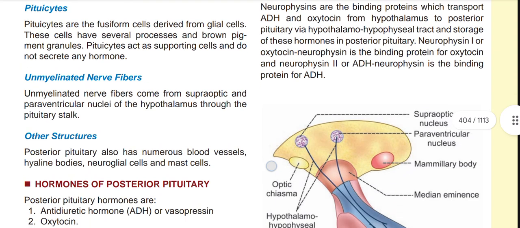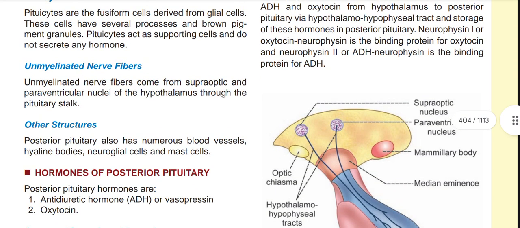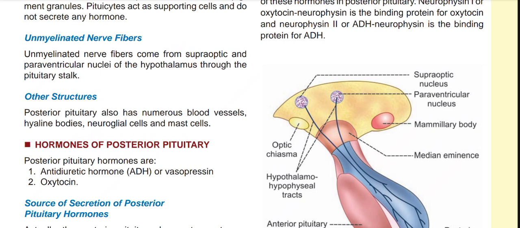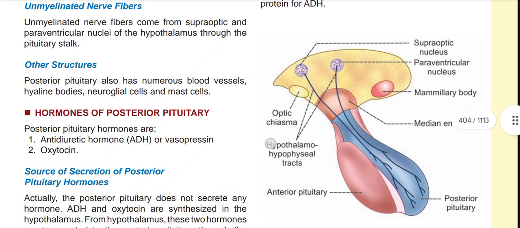Now, unmyelinated nerve fibers. Unmyelinated nerve fibers come from the supraoptic and paraventricular nuclei of the hypothalamus through the pituitary stalk. Other structures: the posterior pituitary also has numerous blood vessels, hyaline bodies, neuroglial cells, and mast cells.